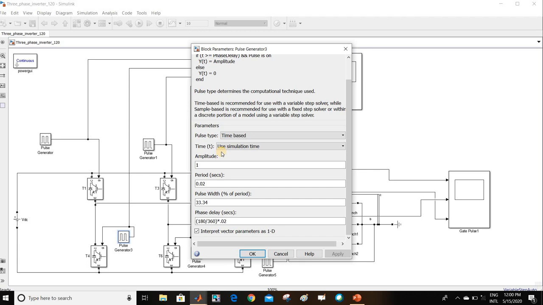Now we can see T4 will trigger at 180 degrees. So what will be the time required for 180 degrees? That is 180 by 360 into 0.02. So that will be the delay for T4.